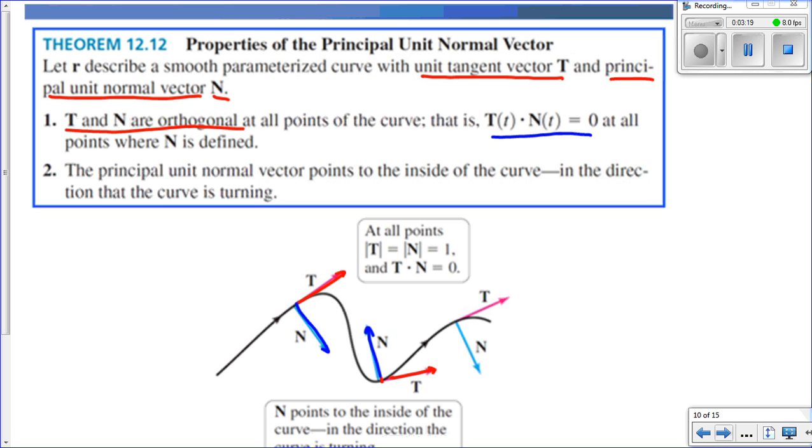The other characteristic that the principal unit normal vector has is that it always points to the inside of the curve. It's pointing in the direction the curve is turning. So N, to be orthogonal to T, could have gone this other direction, but that's not to the inside of the curve or the direction the curve is turning. So we don't care about that one. The N that we're concerned about will always be pointing to the inside of the curve, in the direction that the curve is turning.